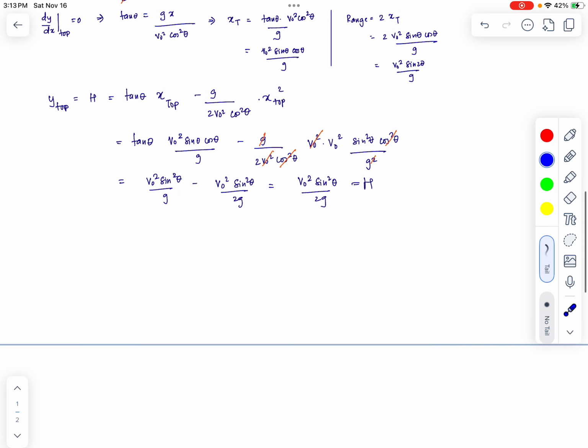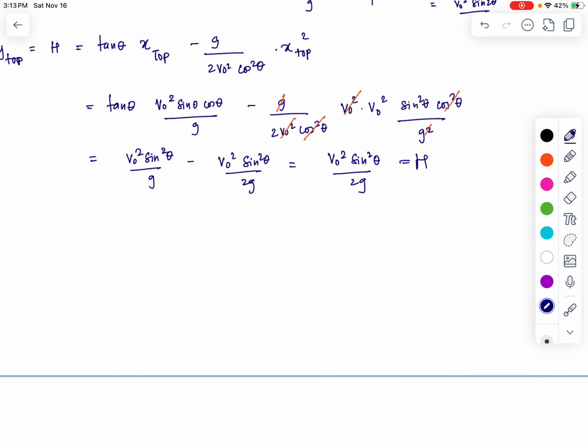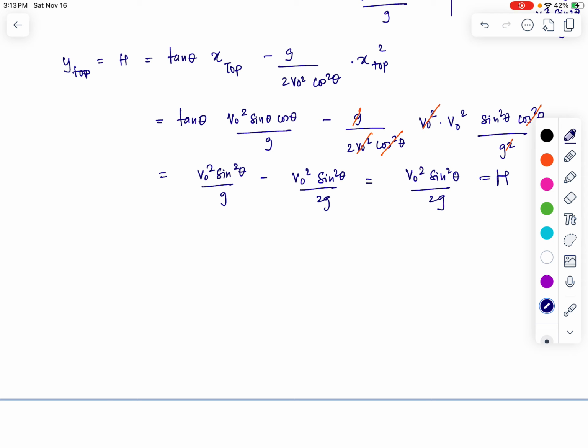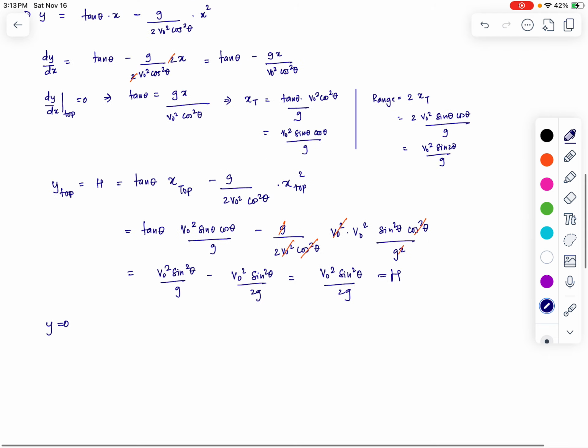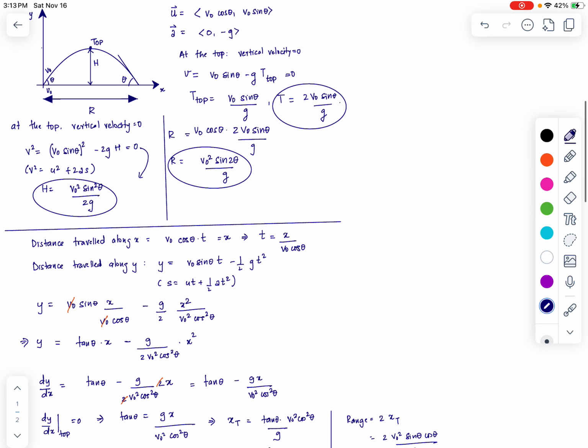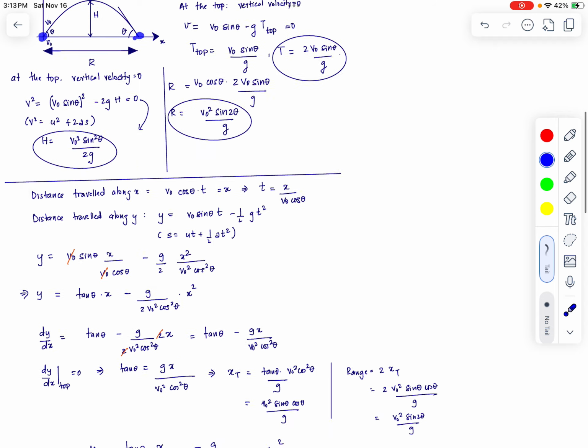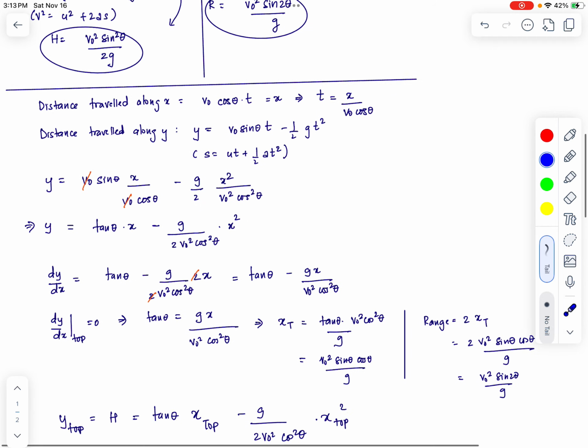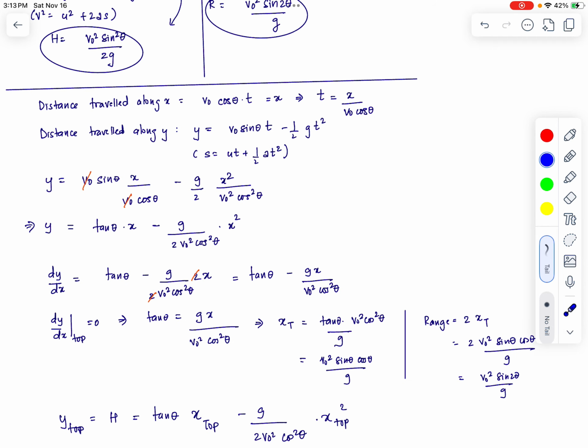Now the interesting thing is, let's set y equals 0. When you set y equals 0, you will find this particular point here and that point there. So let's copy this over.